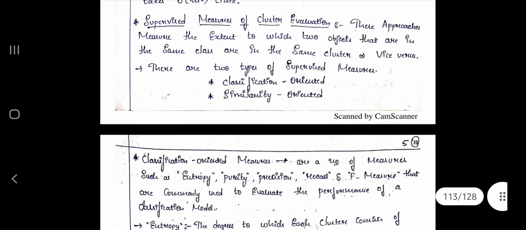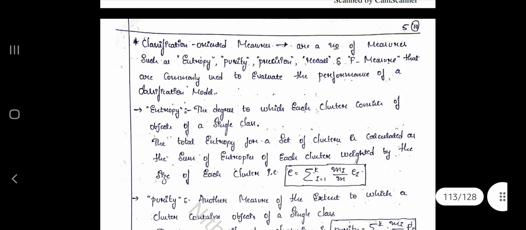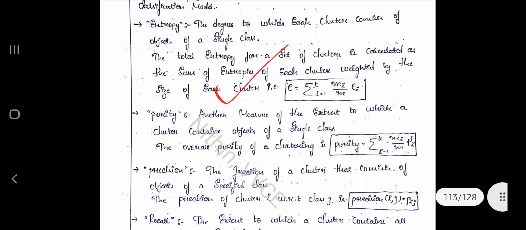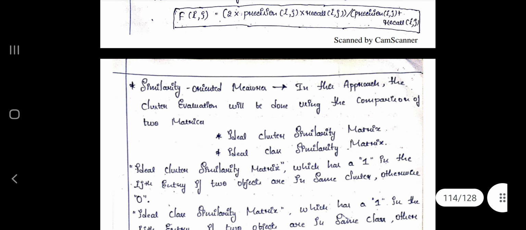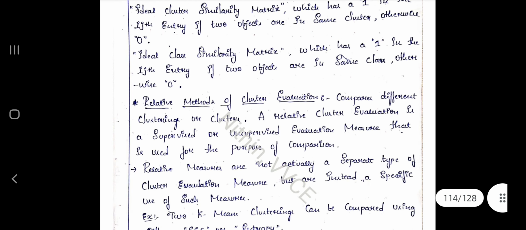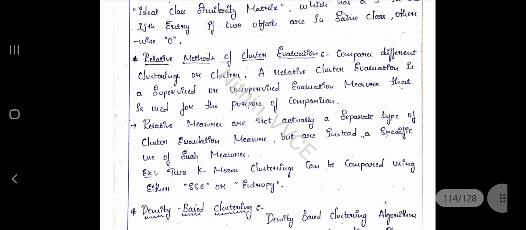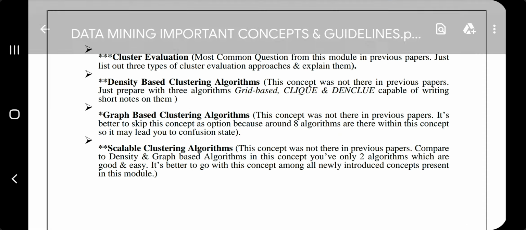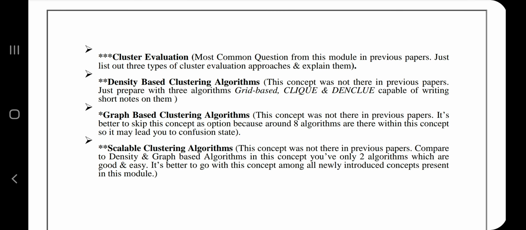In supervised, how many formulas can you remember? Better for you: first write classification and similarity. In classification you have these formulas, entropy and precision, purity and all. And in similarity you will have two things, cluster and classes. Relative means the combination of both. Very easy, and a very important concept from the exam point of view. Make sure you don't miss it. It's the most repeated one.